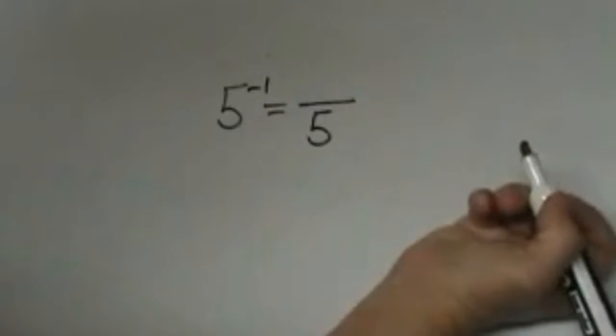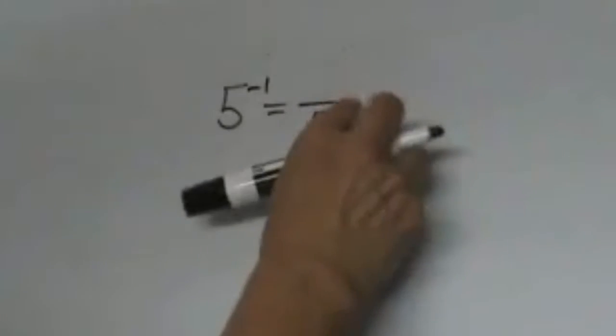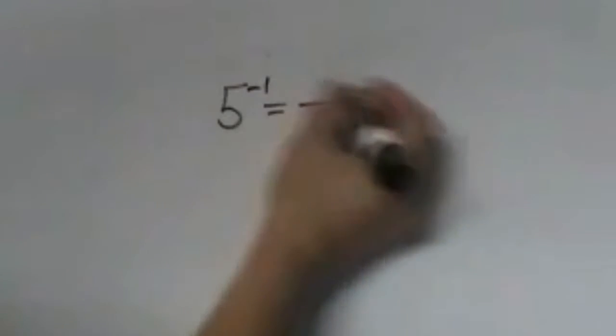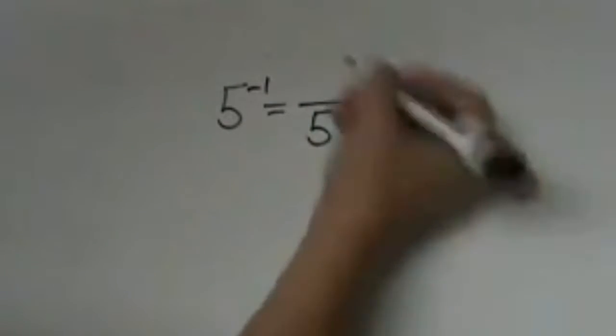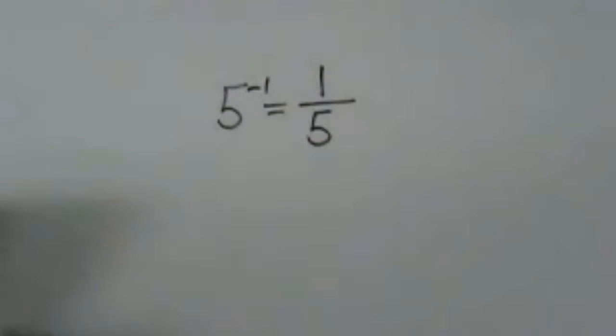So I'm going to have a 5 to the first on the bottom, and you don't have to write that 1 exponent. But since it's on the bottom, what's on the top? Well, you always have a 1 on top, so if you don't have anything, it's actually a 1, so you can make it into a fraction.